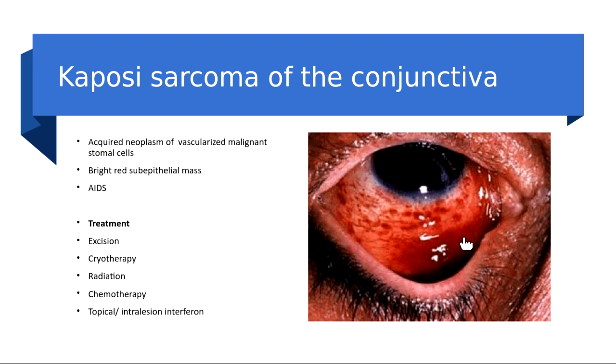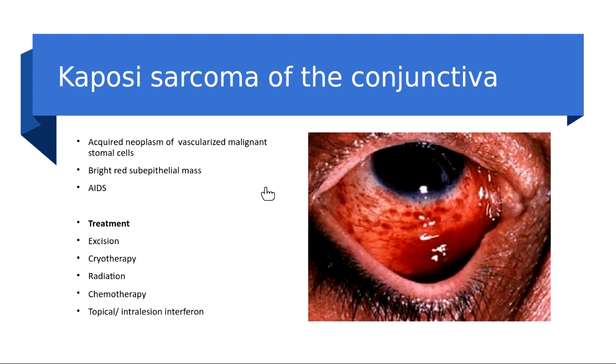So it is a bright red subepithelial mass that's here, and then you have other lesions here. So this would start a conversation in the exam, and they would ask you how would you differentiate it, or what are the features that would make you think it's not a subconjunctival hemorrhage. Okay. Thanks. All right, great, thanks.